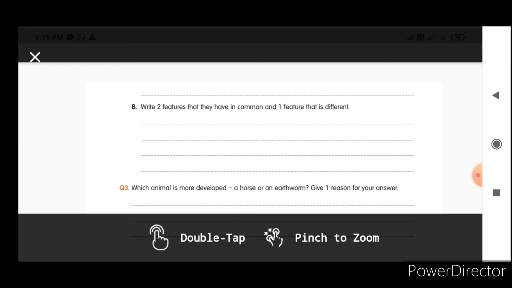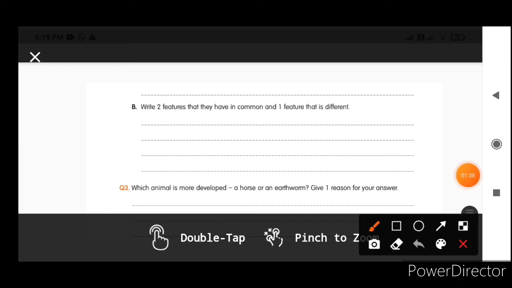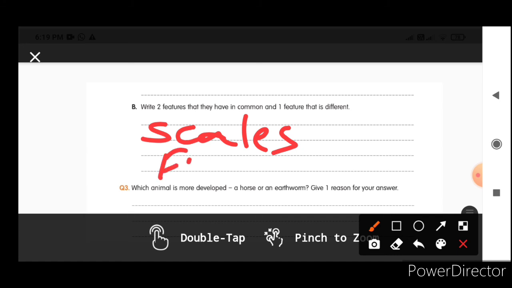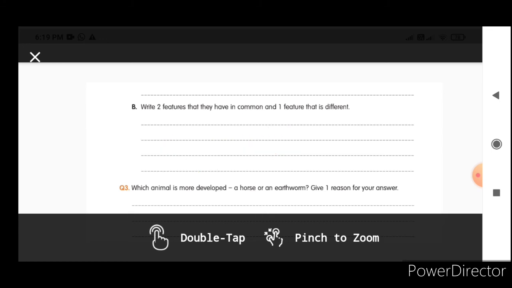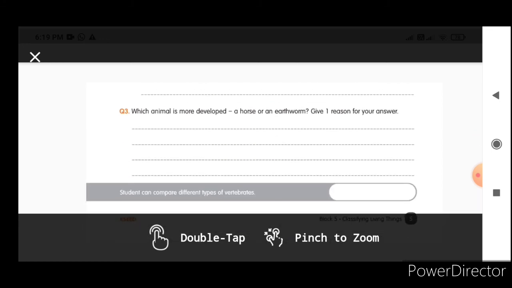And then what difference do they have? Any difference? Yes, the fish body is covered with scales, whereas the dog's body is covered with fur or hair. So this is the difference between the dog and fish.